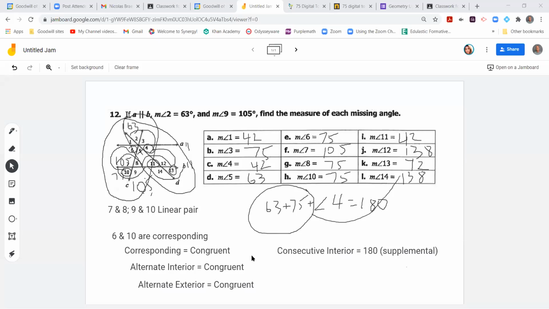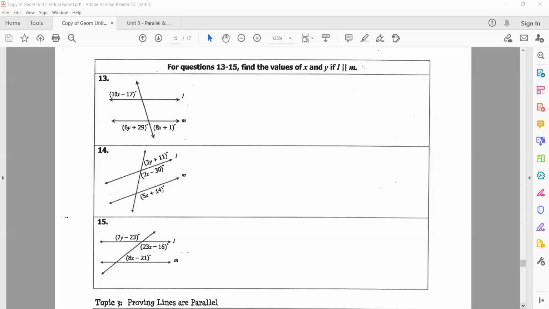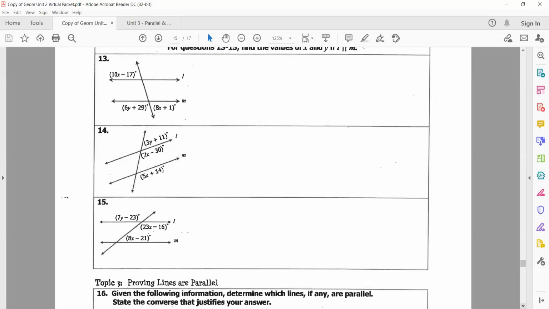I can't stress this enough, you guys. You got to know these definitions. These are the only way you're going to be able to solve those problems. You got to identify the angle relationship first before you can even begin to set up a problem.